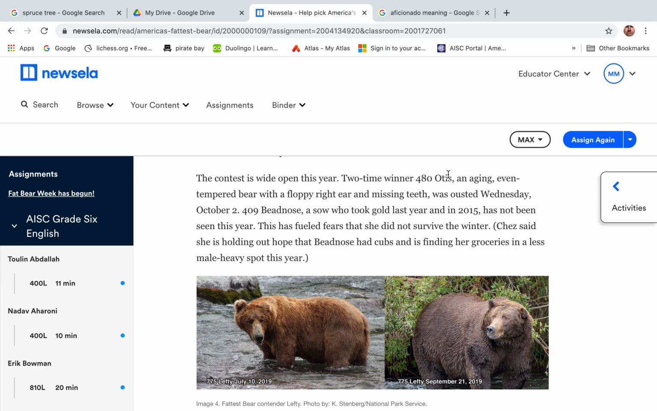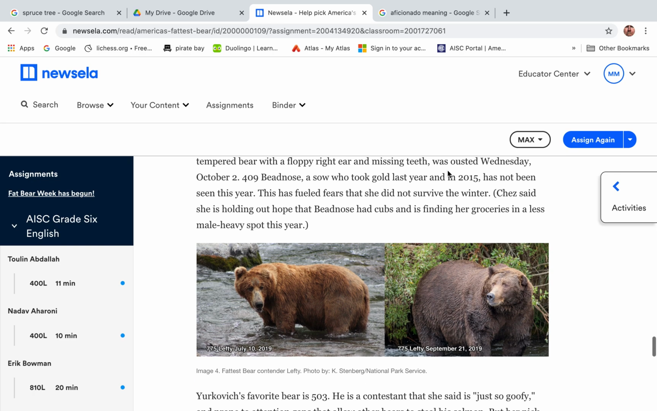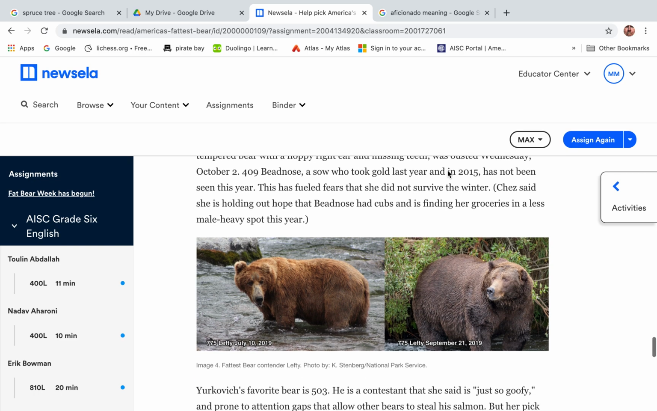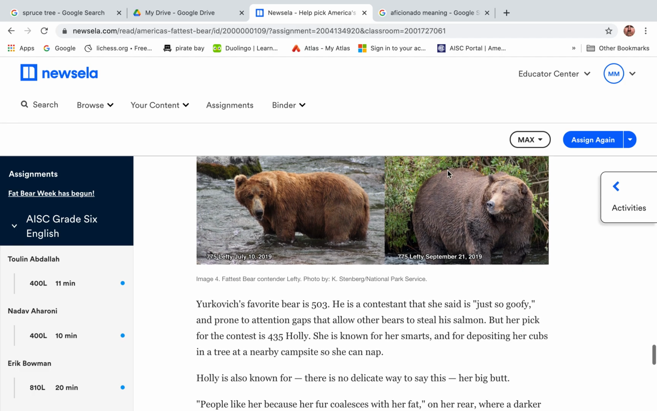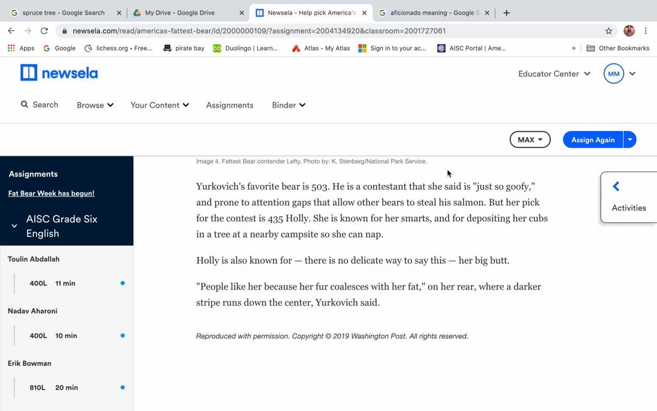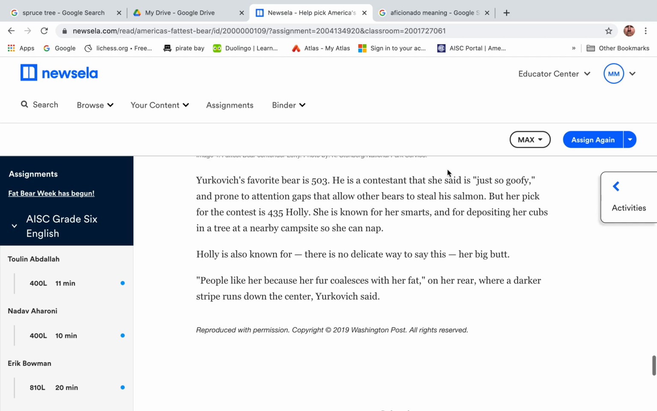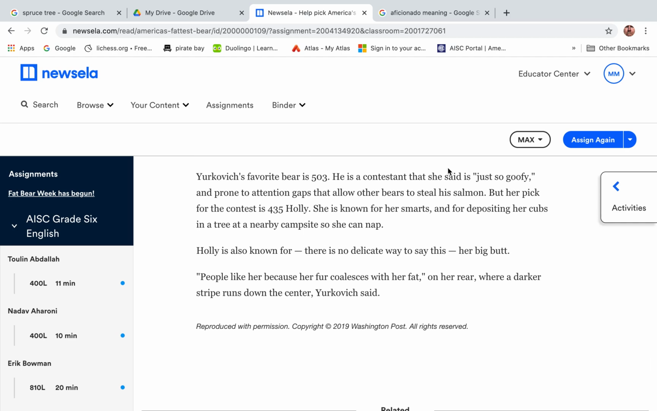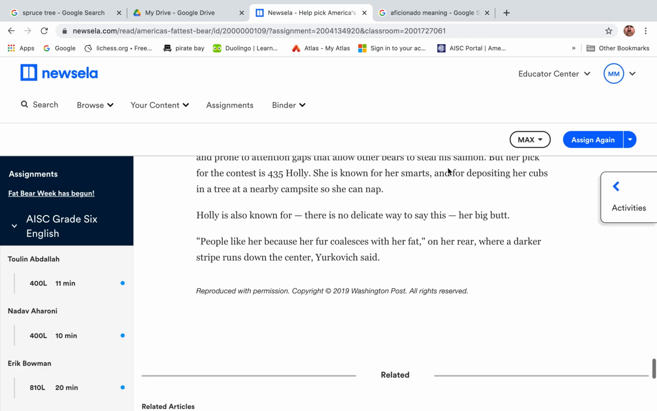Two-time winner 480 Otis is an aging, even-tempered bear with a floppy right ear and missing teeth. Oh, that's cute. He was ousted last Wednesday, October 2. 409 Bead Nose, a sow who took gold last year in 2015, has not been seen this year. This has fueled fears that she did not survive the winter. Ches is holding out hope that Bead Nose had cubs and is finding her groceries in a less male-heavy spot this year. Yurkovic's favorite bear is 503. He said the contest is just so goofy.